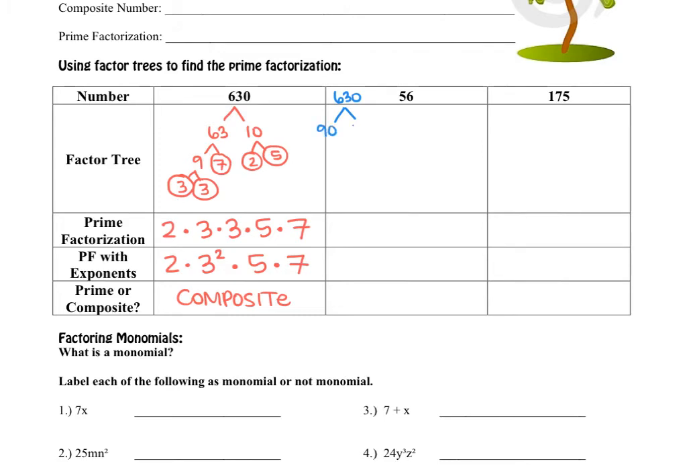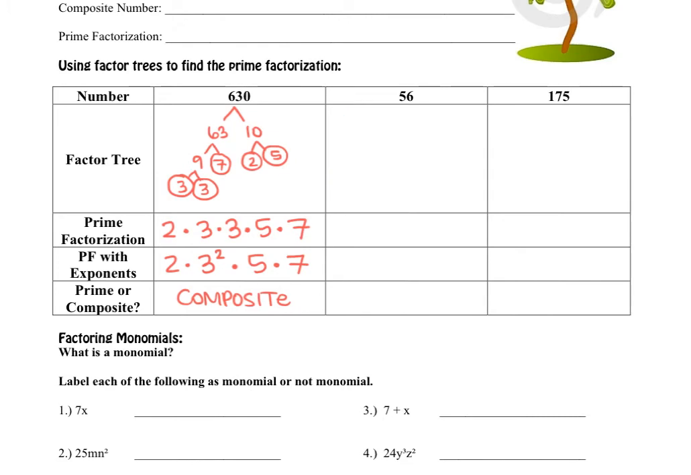I could break it into 90 and 7. 90 times 7 is 630. Well, 90 breaks into 9 and 10. 9 breaks into 3 and 3. Both of those are prime, so I circle them. 10 breaks into 2 and 5. Those are both prime, so I circle them. And up here, 7 was prime, so I circle it. What I want you to notice is that if you write that in order from least to greatest, you get the exact same thing: 2 times 3 times 3 times 5 times 7, the same thing you got before. So there is more than one correct way to do your factor tree.